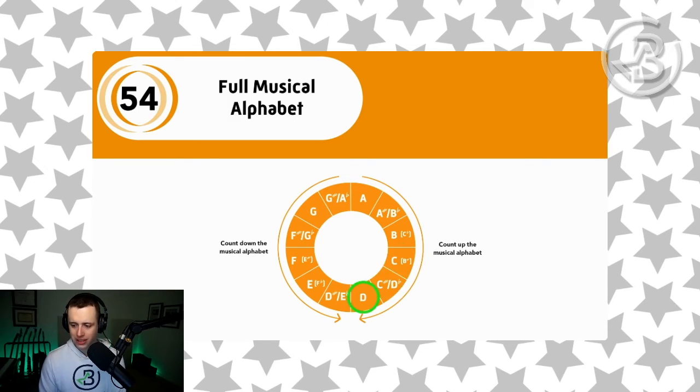C sharp, D sharp, or E flat, E, F. Again, no sharps or flats between E and F. F sharp or G flat, G sharp or A flat, A sharp or B flat, B, C sharp or D flat, D sharp or E flat, E, F sharp or G flat, G sharp or A flat, A. I'll see you in the next lesson.